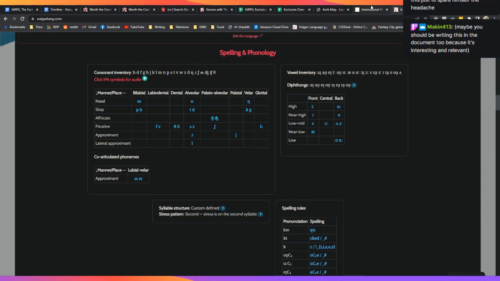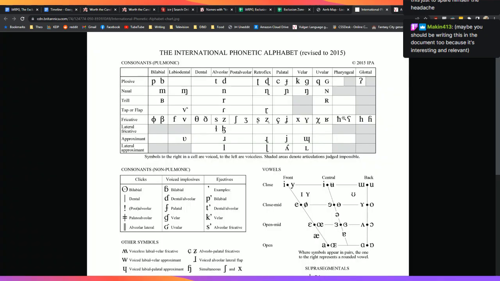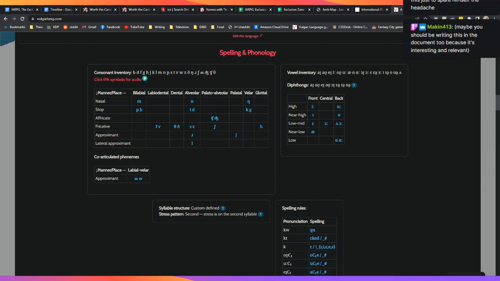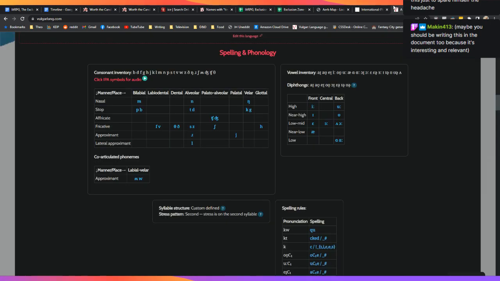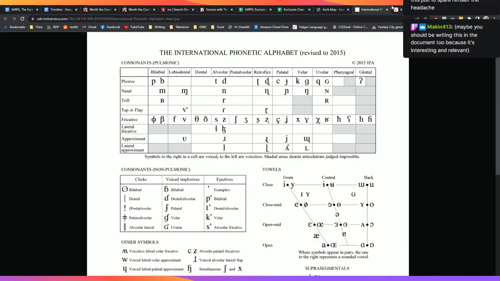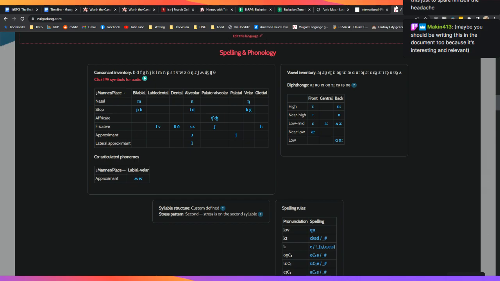So English does not have the pharyngeal fricative. Right? Fricative. Oh, they don't even have pharyngeal on here. And then these are the valid vowels in English language here, which is the same as this chart down here. And then these are co-articulated ones, which I don't 100% remember what they are.